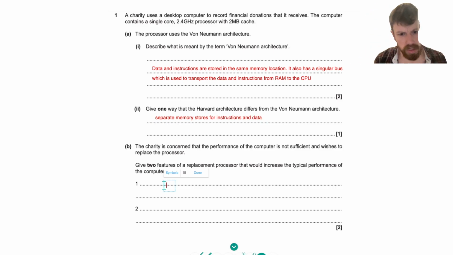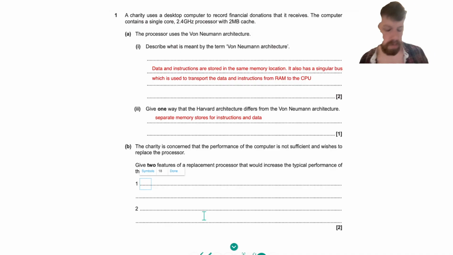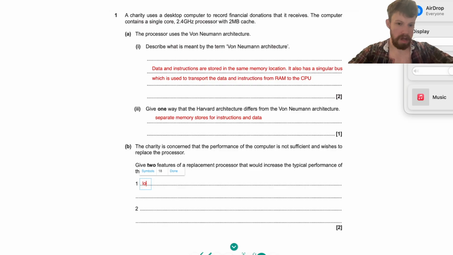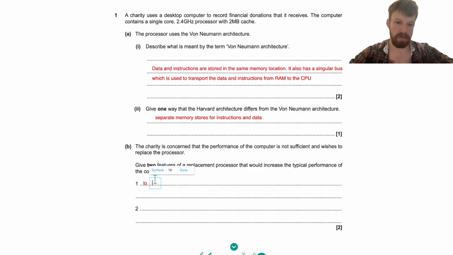Okay, the charity is concerned that the performance of the computer is not sufficient and wishes to replace the processor. Give 2 features of a replacement processor that would increase the typical performance. So this is all to do with the different factors that you can change to increase the performance, or just affect the performance of the CPU. So what I would go for is, obviously, clock speed. It's a 2-mark question, and it says give 2 features here.